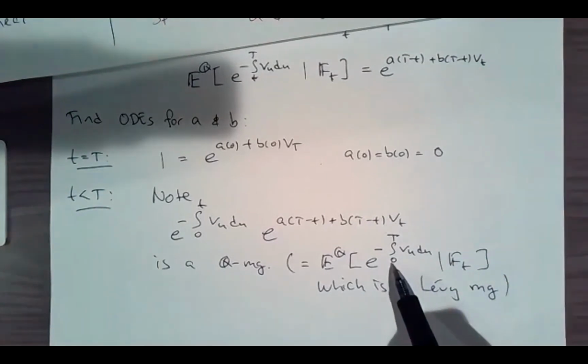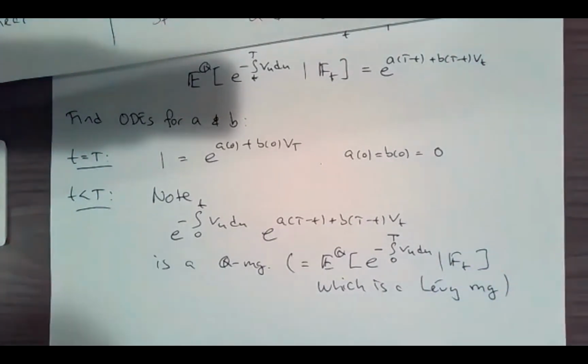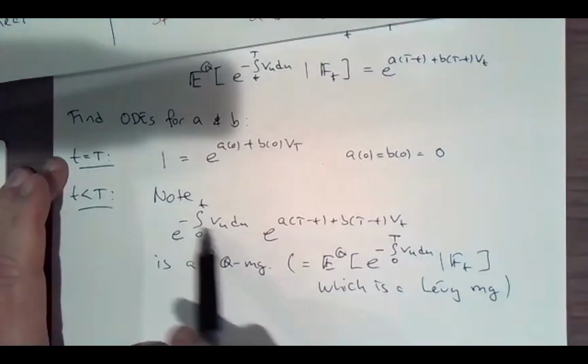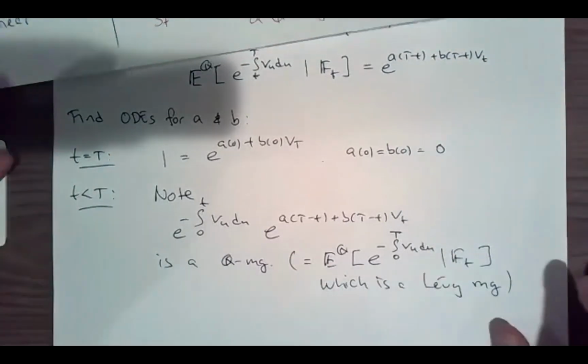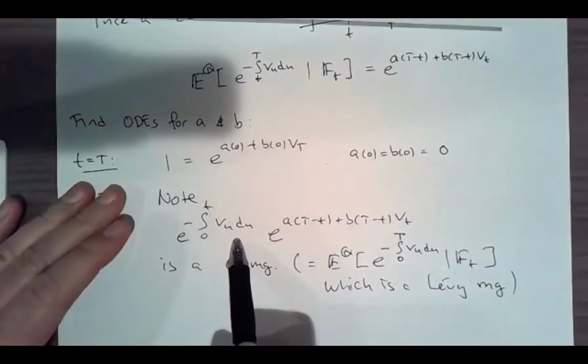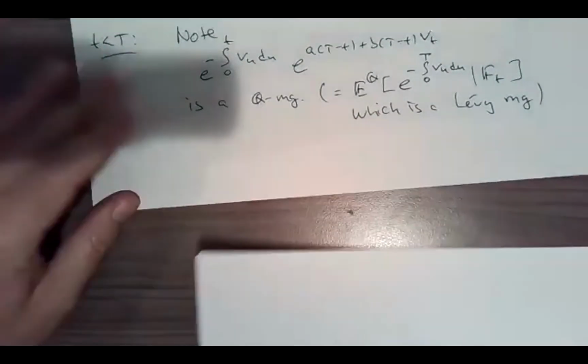The little t is now gone. Conditional expectation of a random variable. This is going to give me a martingale. So I know that this object here is a martingale. Okay, so then I'll just apply Ito's lemma, more specifically the product rule, and we should be good to go.